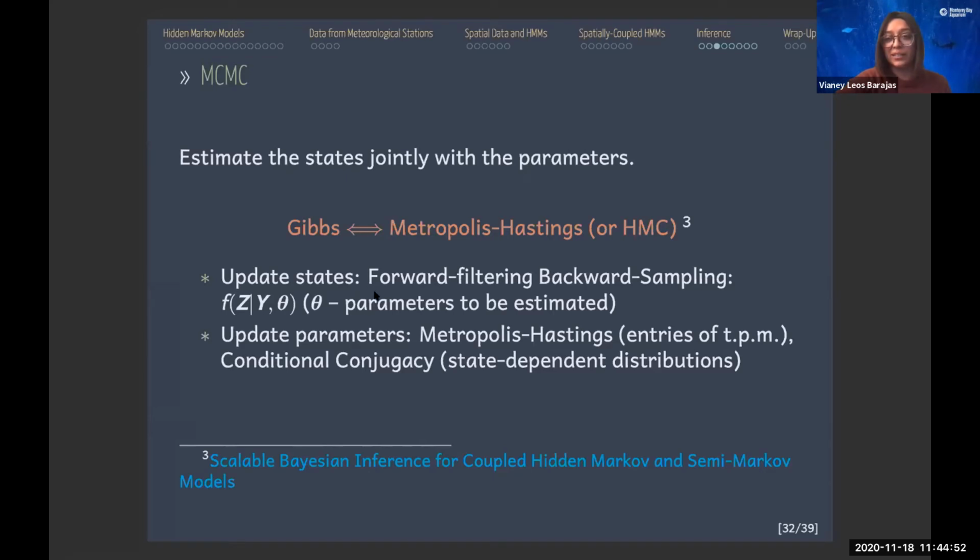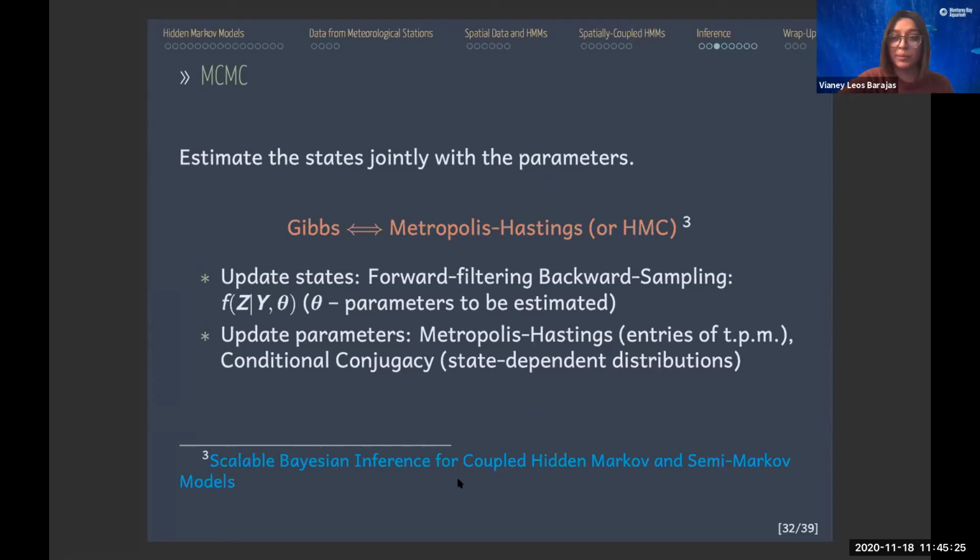So I'll do a sort of Gibbs Metropolis. You can also use Hamiltonian Monte Carlo. The idea is you alternate between updating the states and updating the parameters. I use forward filtering backward sampling for this: you generate one draw from the joint posterior distribution of the state process using the forward filtering backward sampling algorithm, and then update the parameters. In this case, I'm using a combination of conditional conjugacy and Metropolis-Hastings.